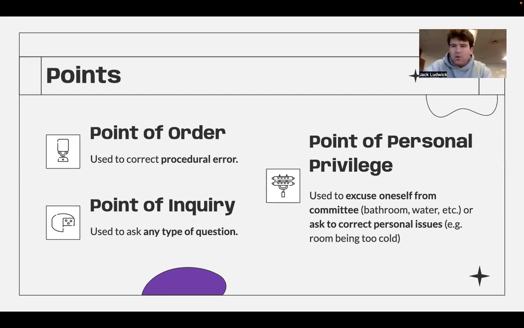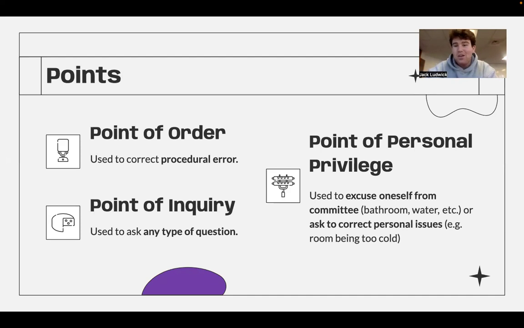Point of inquiry is for you to ask any question that has to do with parliamentary procedure. Let's say you're a new delegate and you don't know what a moderated caucus is. You can raise your placard and say, point of inquiry, I'm not exactly sure what a moderated caucus is. And that's when the chair will be able to briefly explain that to you. And then the last thing is a point of personal privilege. This is something that is not really related to the proceedings of committee and just something that you need.